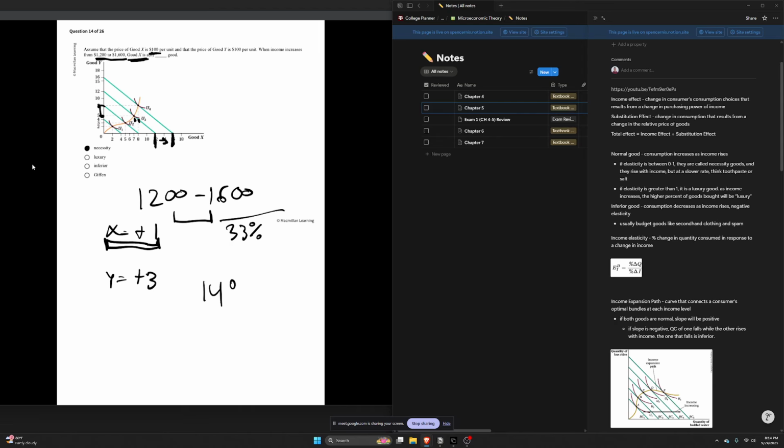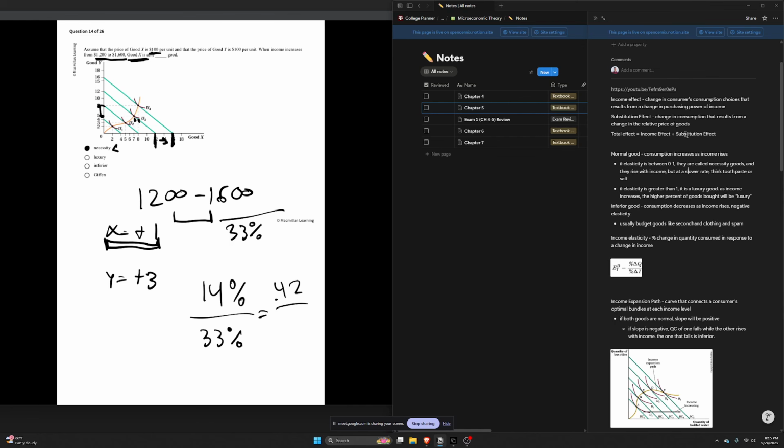So a 14% increase divided by a 33% increase in income. You'd multiply by 3, so that's like 30, it'd be like 42, I think. Maybe that's right. So this would be 0.42. And we're looking at if the elasticity is between 0 and 1, which 0.42 is in between 0 and 1, they're called necessity goods, and they rise with income, but at a slower rate. So we can see that it's necessity.